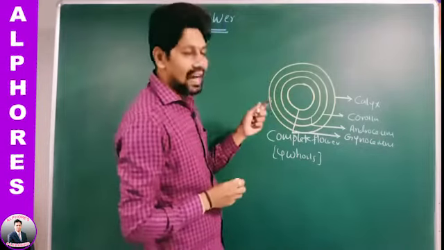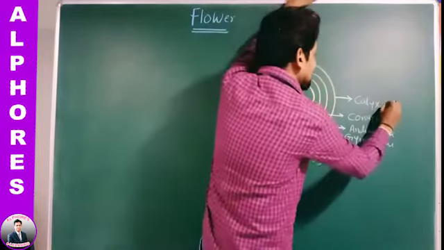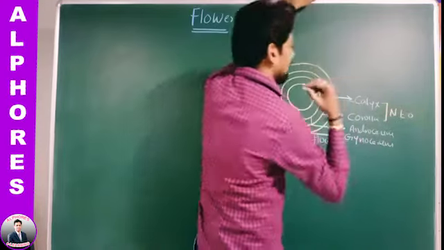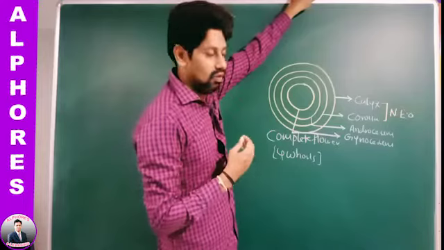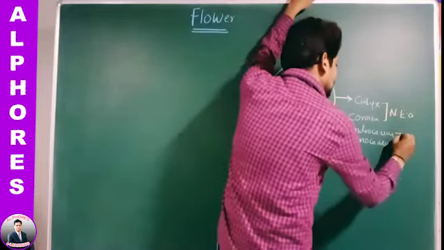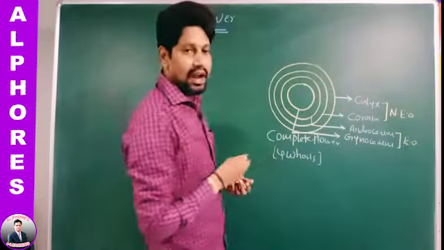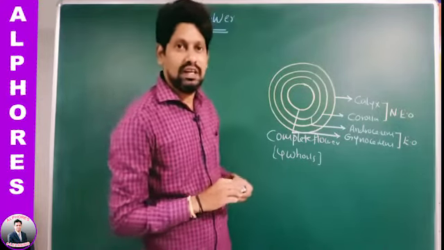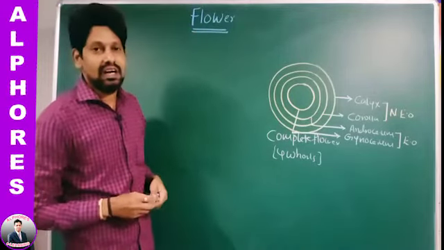In this calyx, corolla, androecium and gynoecium, calyx and corolla are non-essential organs of a flower. We already discussed this statement. Whereas androecium and gynoecium are essential organs of a flower. Now in this topic flower, first we are going to discuss calyx.